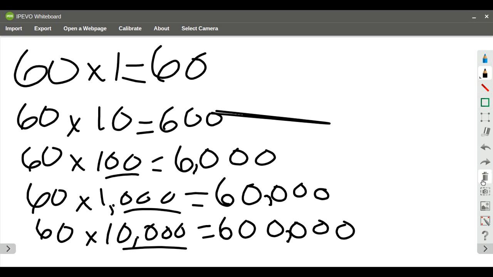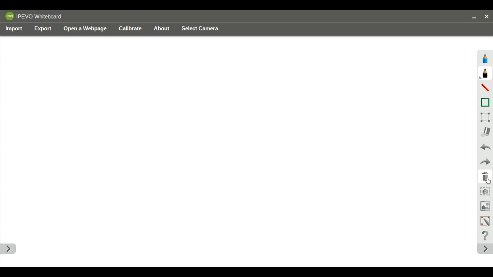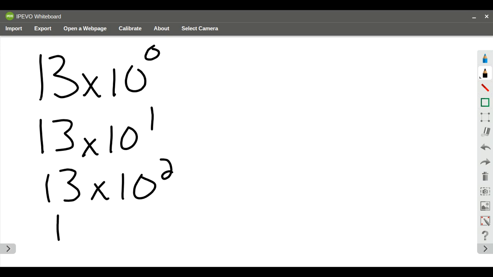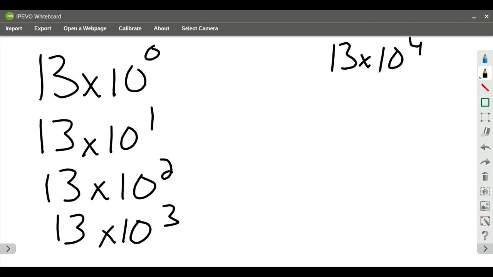Okay? And then our fourth one. Now I'm going to be looking using powers of 10. So I have 13 times 10 to the power of 0, 13 times 10 to the power of 1, 13 times 10 to the power of 2, 13 times 10 to the power of 3, and then 13 times 10 to the power of 4. Okay? So when I look at this, again, these values, my exponents tell me how many zeros to place after the number 13.